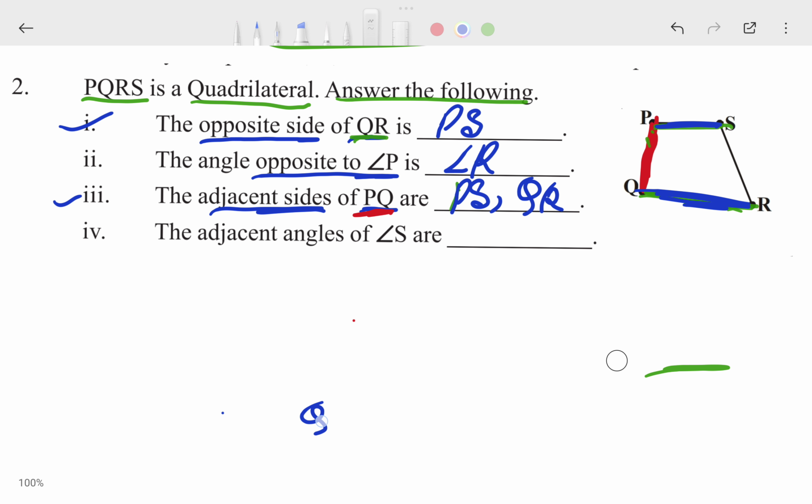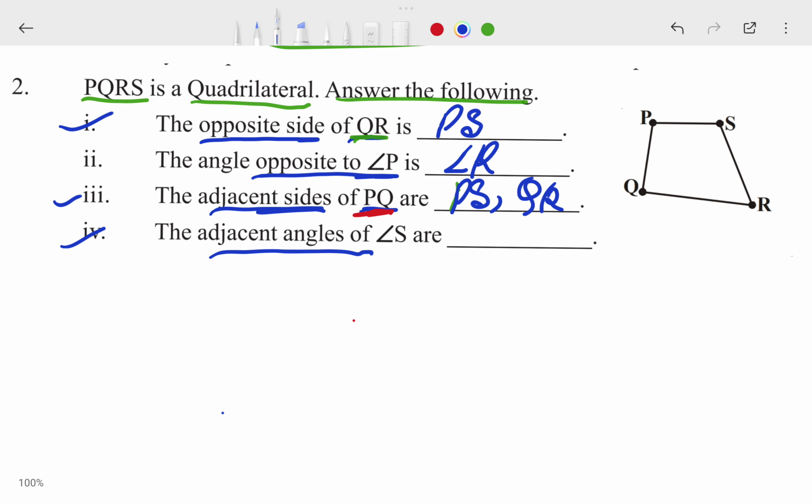Now let's talk about another one. The next question, the fourth one, is the adjacent angle of S. Adjacent angle. Okay, this is S. This point is S. This is the angle. What is the adjacent angle? How will you find the adjacent angle to this point?